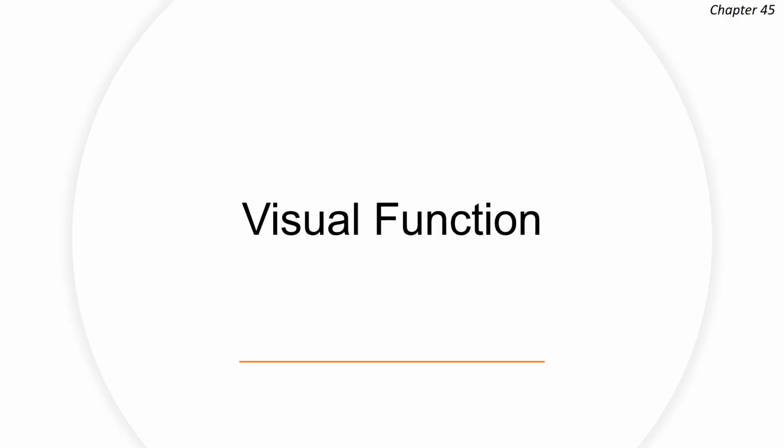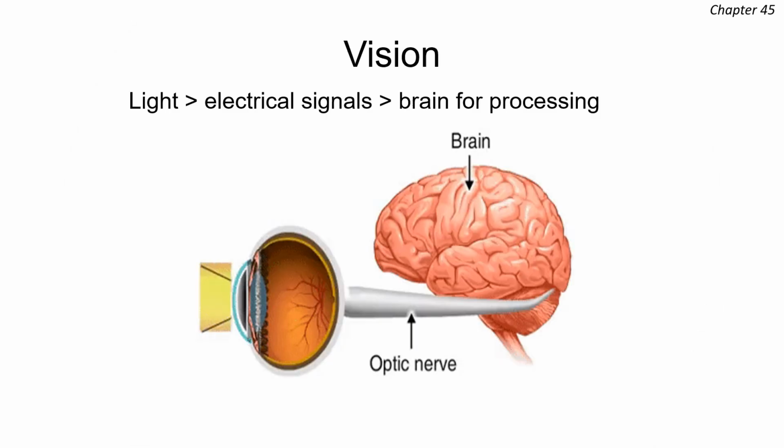Next, we're on to visual function. So visual function, so how do we see? Vision is one of the most sophisticated systems in the human body. And if you see here, light enters the eye, there are electrical signals, and then the brain picks them up for processing.